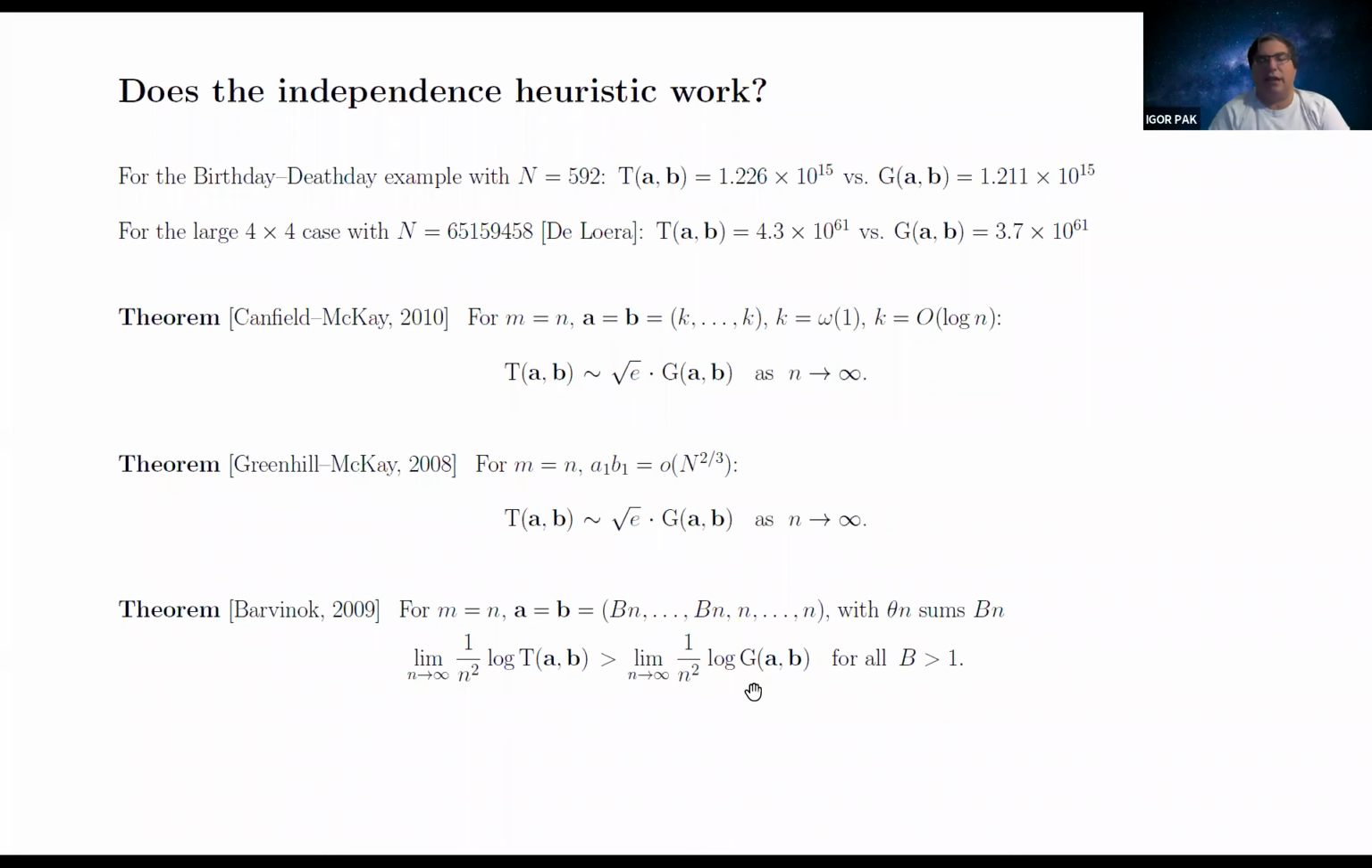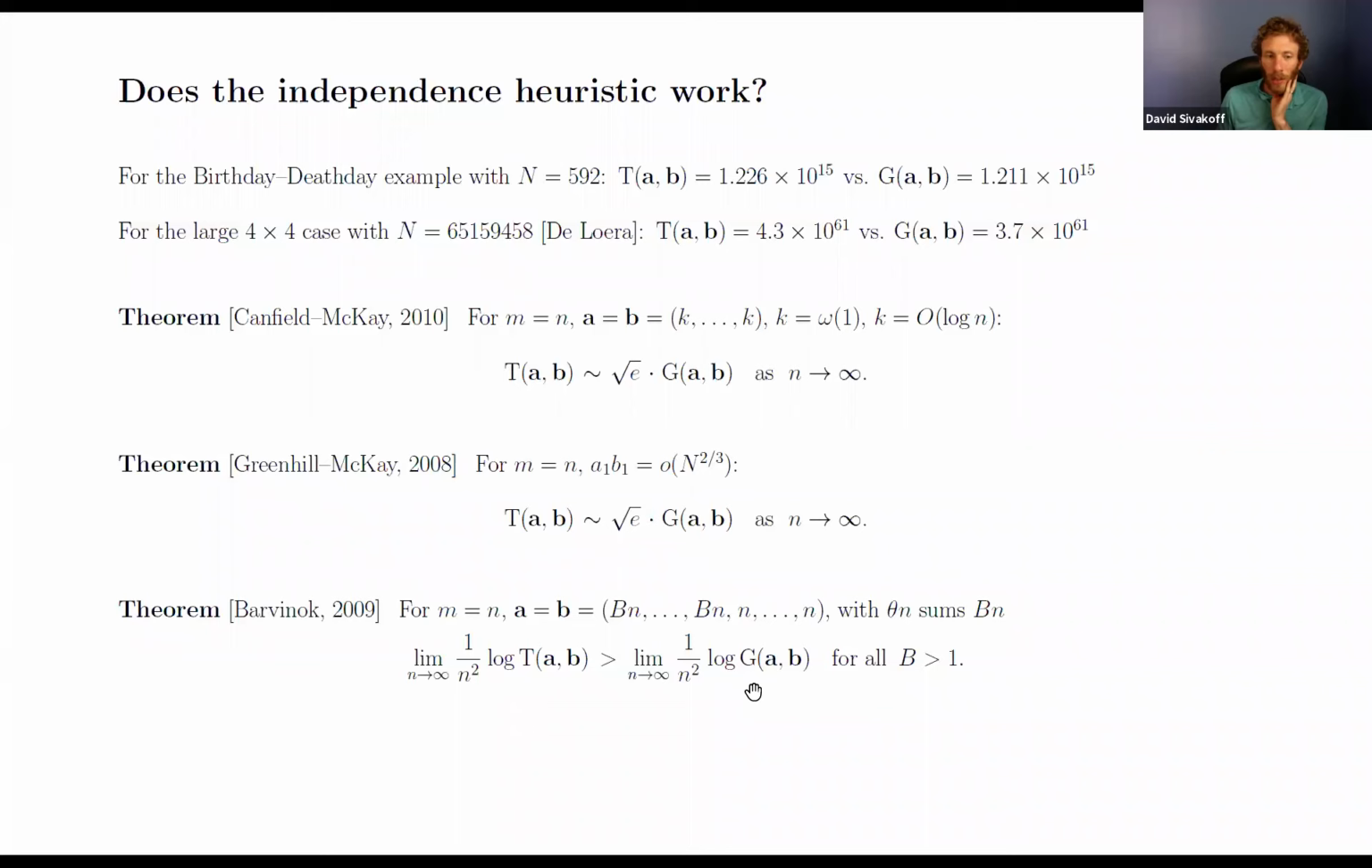So part of the reason we don't see it in real examples is that we cannot do something like 100 by 100 with row sums and column sums equal to 500 or something. We just cannot do it in practice. We just cannot compute the exact number.